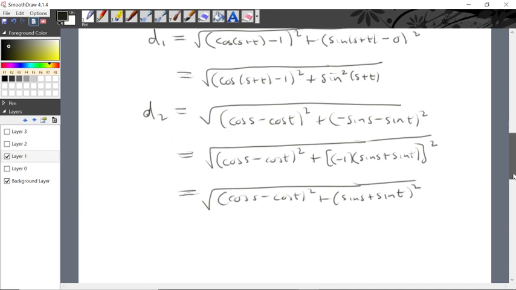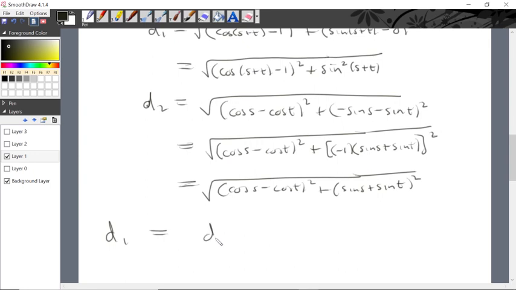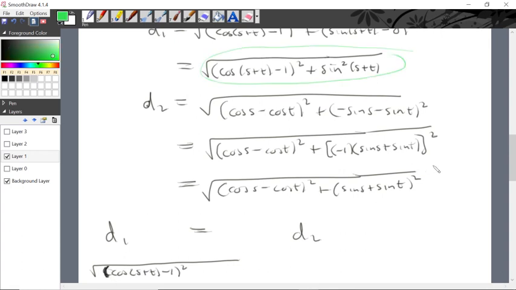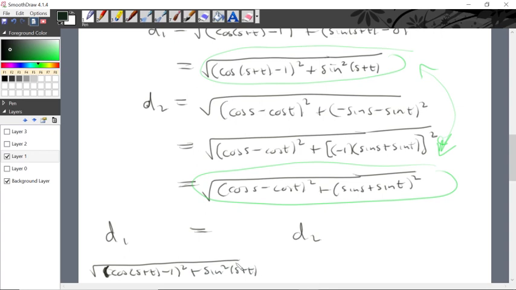Now let's go back to d1 is equal to d2. Give yourself more room. d1 is equal to d2. So let's write out what d1 is. On the left-hand side, d1 is the cosine of s plus t minus 1 quantity squared, plus the sine squared of s plus t. I'm using this one right here, and I'm saying that it's equal to this one right here. These are equivalent to each other. And that equals the square root of cosine s minus cosine t quantity squared plus the sine of s plus the sine of t quantity squared.